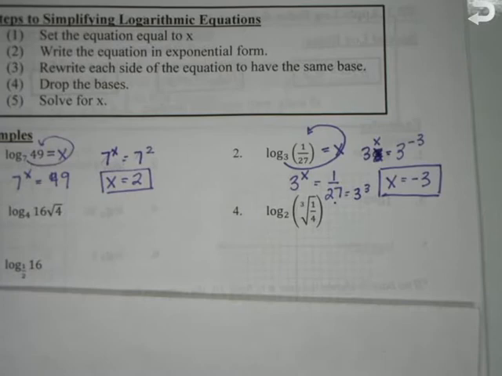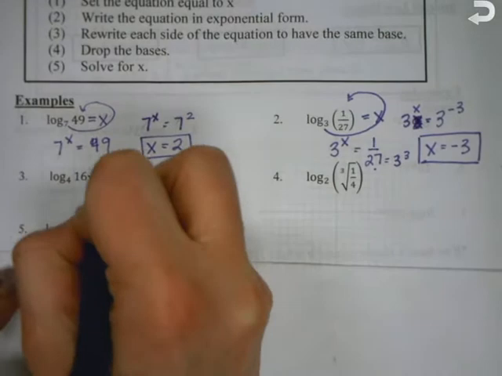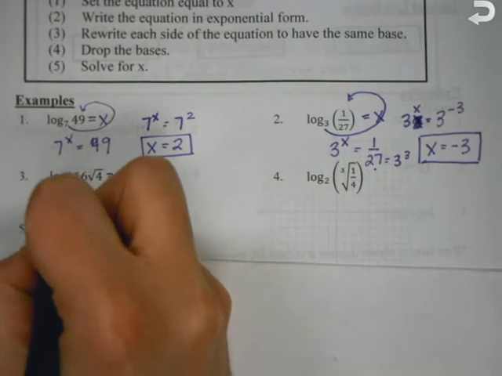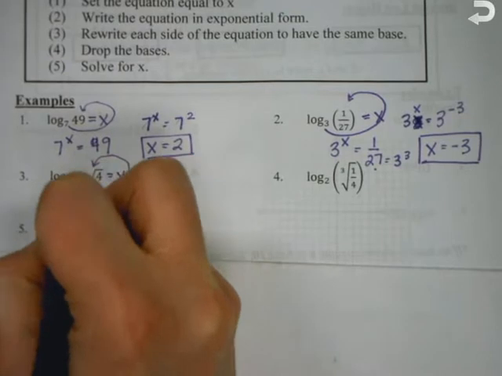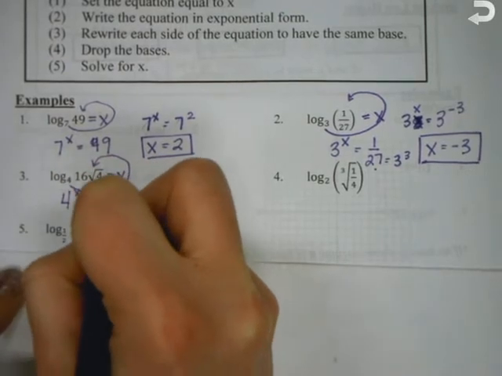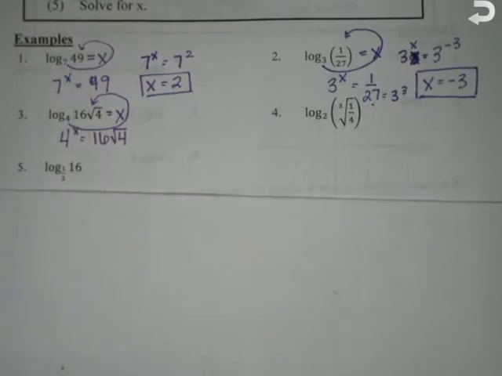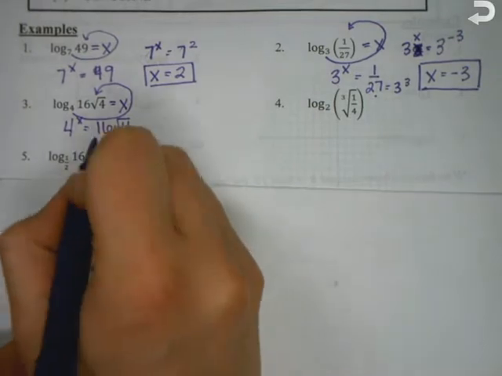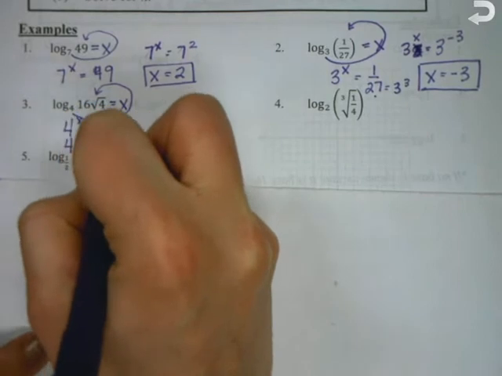Okay. So number 3. Set the whole thing equal to x. So that gives me log base 4 of 16 root 4 equals x. So that is 4 to the x equals 16 root 4. Now this is very similar to the ones we did on the test, right? That was our most missed question. 16 is 4 to the what? 4 to the second. So this is 4 to the x equals 4 to the second times 4 to the square root is an exponent of 1/2.